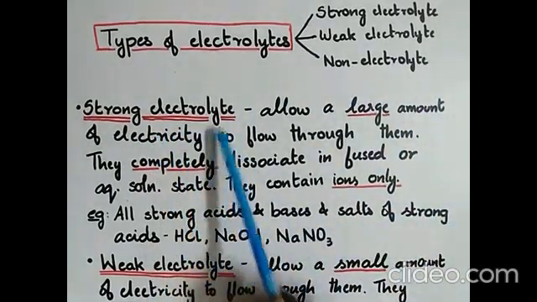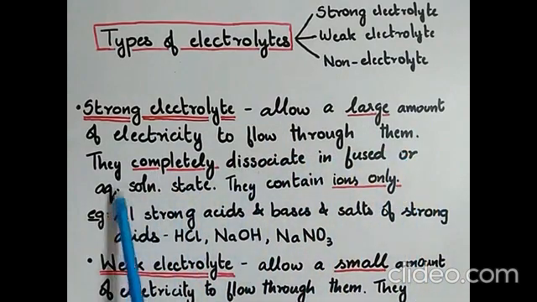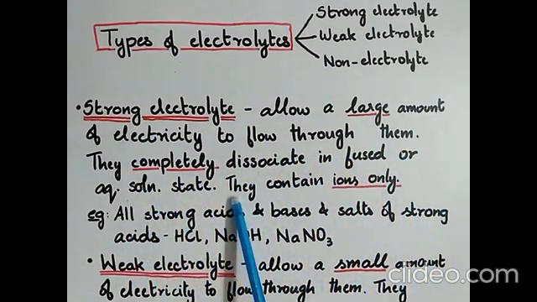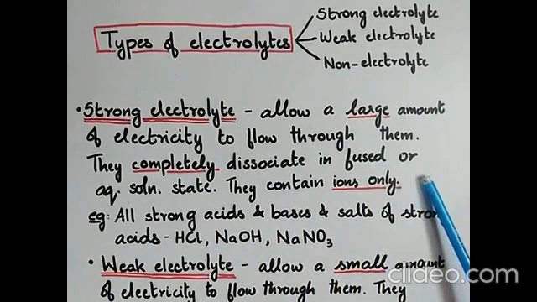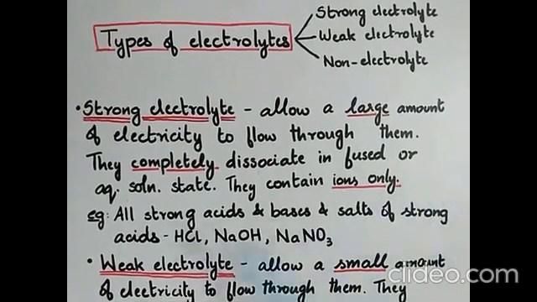The strong electrolytes allow a large amount of electricity to flow through them, and they completely dissociate in fused or in aqueous solution state, and the solution of a strong electrolyte contains ions only. You have already studied in acid, bases and salt about strong acid, strong base. So they are all strong electrolytes. So all strong acids and bases and salts of strong acids are examples of strong electrolytes.